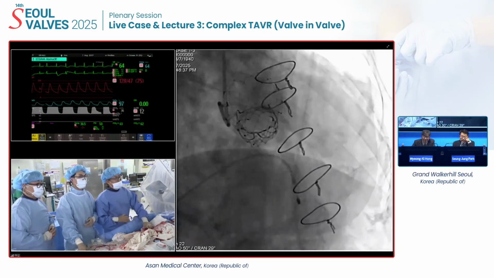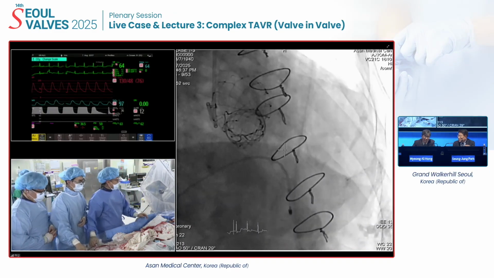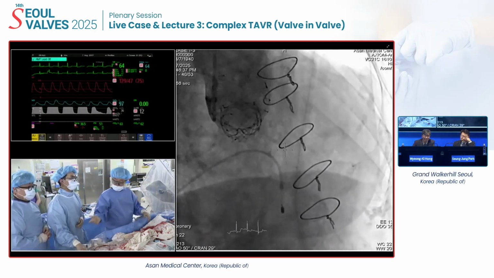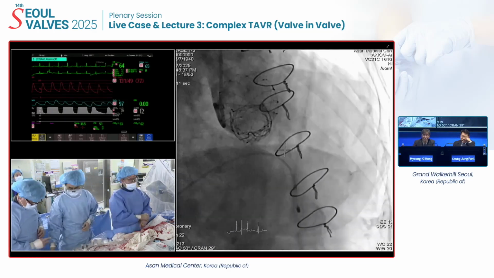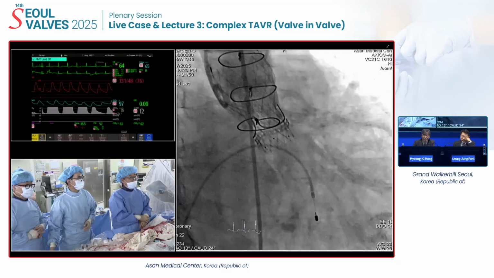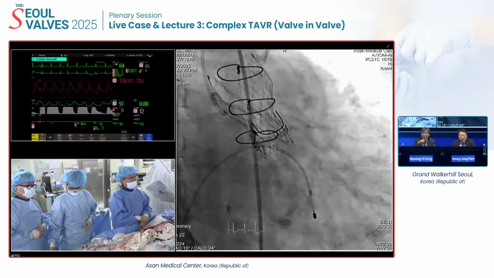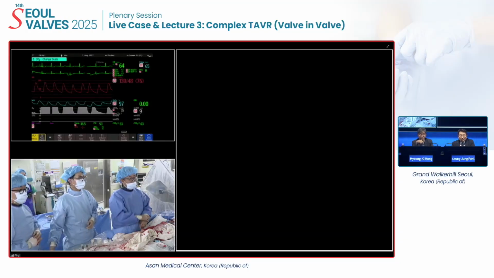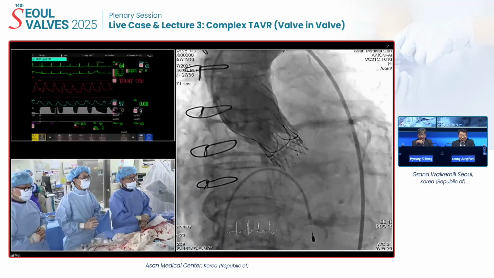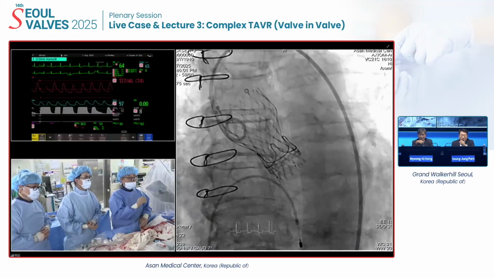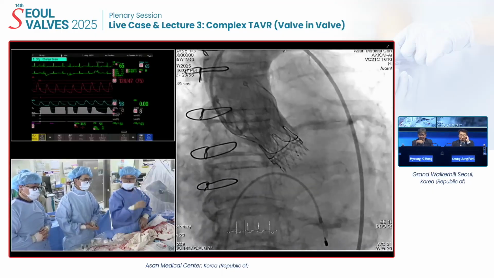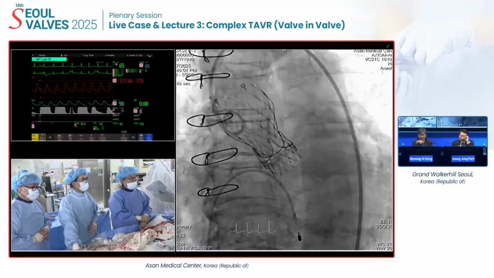Okay, so I think there is no AR, and in the previous view, the cusp overlap view, the coronary space is okay. The position is slightly deeper than before, and the hemodynamics, although there is a slightly remaining pressure gradient, is quite acceptable.